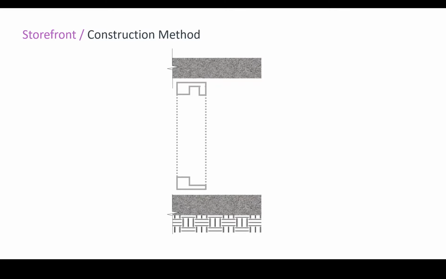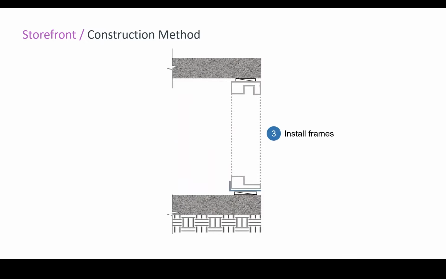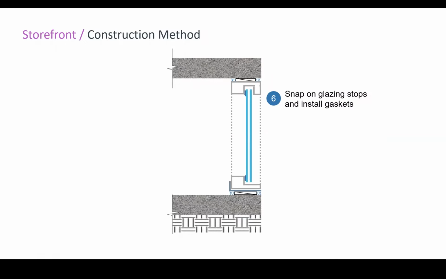So storefront systems, to begin constructing them and installing them, you actually attach both the horizontal and vertical mullions to form the frame. You then install the sill pan at the bottom of the storefront system with the end dams on either side. After that, the frame gets moved into place. A key component here is that back dam, that upturned leg of the L shape of the sill pan. The perimeter sealant is then installed for the storefront system. The glazing gets installed into the frame, and then the glazing stop and exterior gaskets get installed.